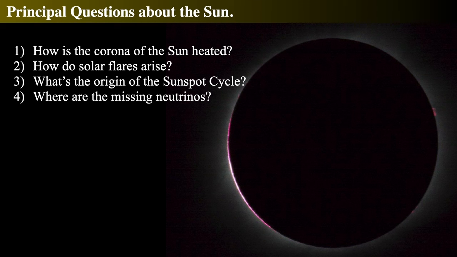And missing neutrinos is a particle physics question. Those are some principal questions. Some of these are answered better than others, but these are some incredibly important questions about the sun.